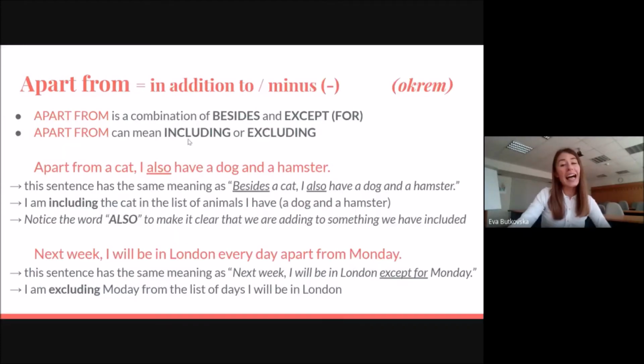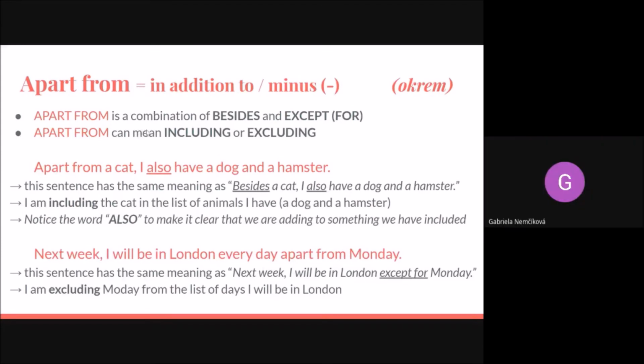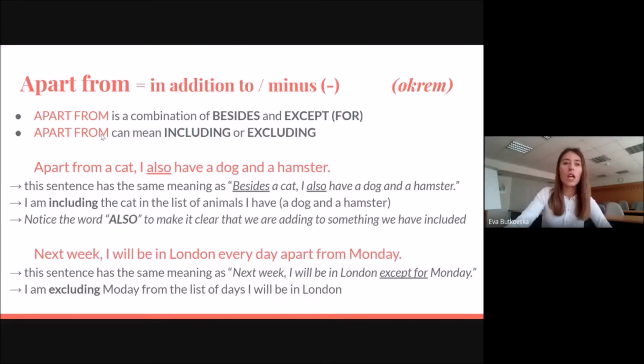Good. And the last thing, or the last word I want to talk about today, is "apart from". So now I want you to think about "besides", that means include, and "except for", that's exclude. And there comes the third word or phrase, and that's "apart from". And this really can have a meaning on both sides. It can mean "in addition to", or it can mean "minus". So how does it work?